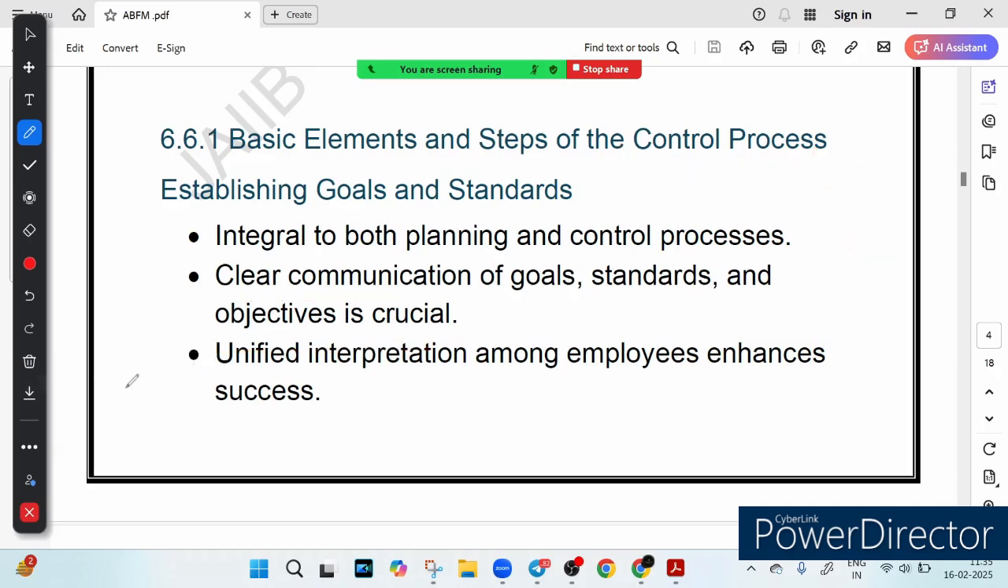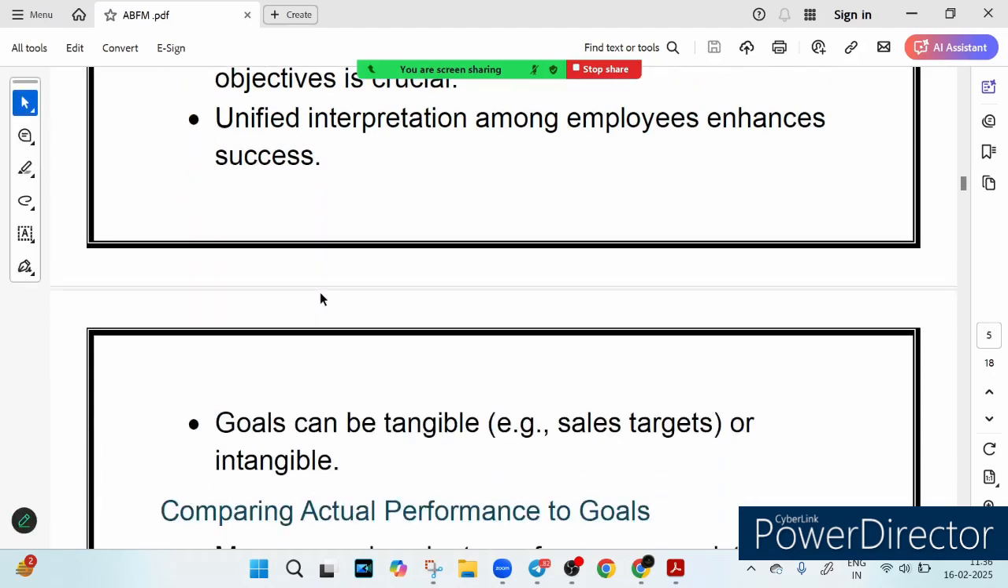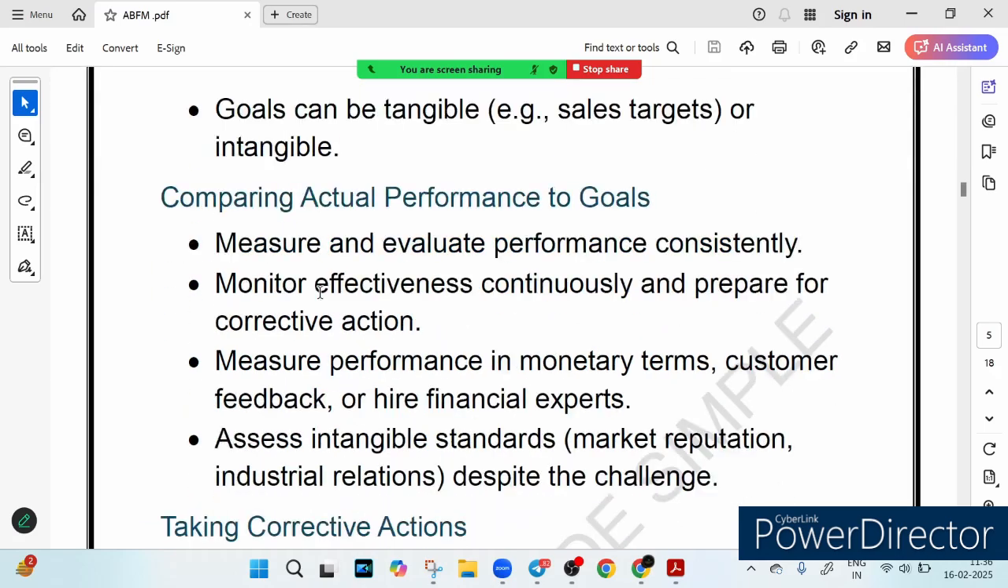Now the second point is comparing actual performance with the goal. You have to compare the actual performance to the goal.